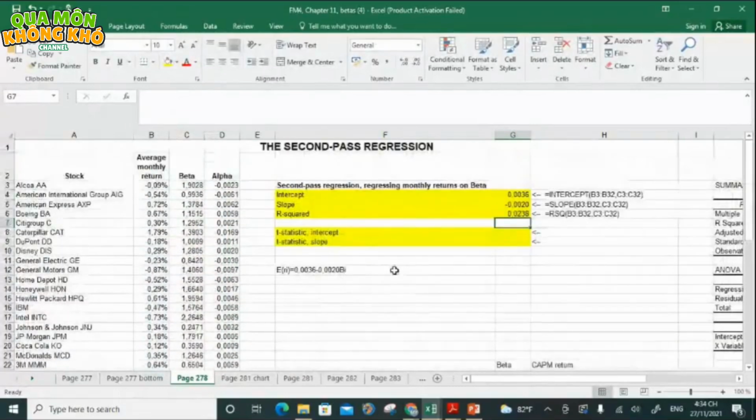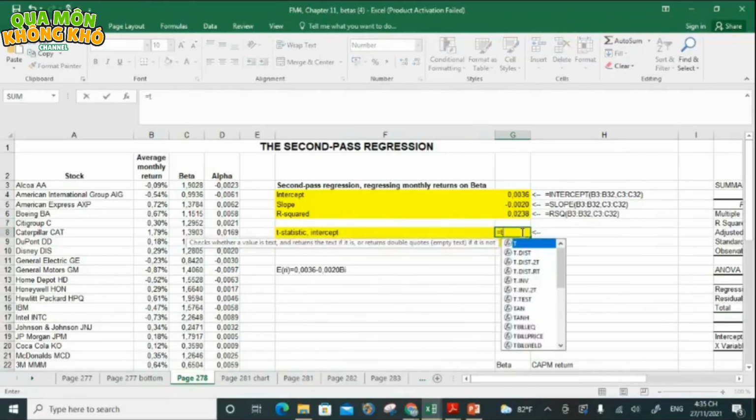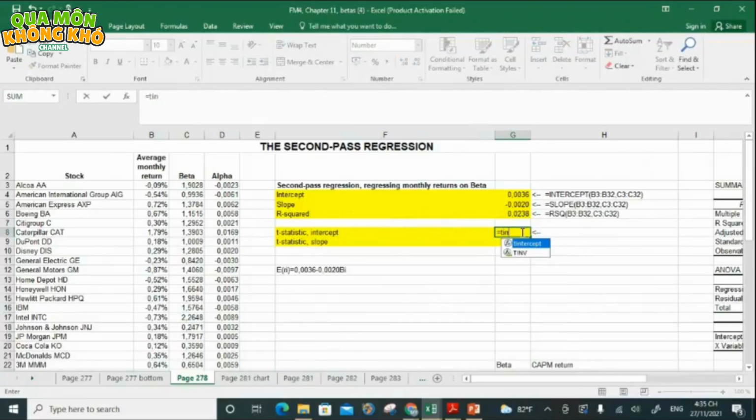So here you can see that you can write the second pass regression. The expected return will equal the intercept, 0.0036, minus 0.002 multiplied by the betas. Okay, and we calculate the T of the intercept. Similarly.